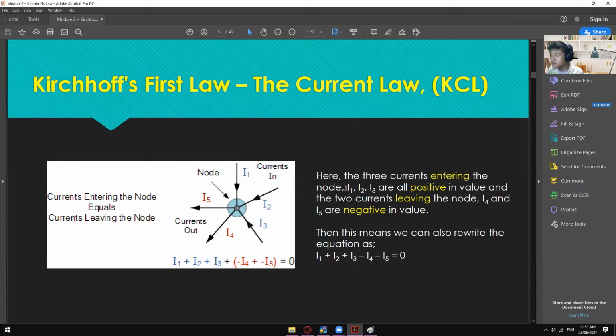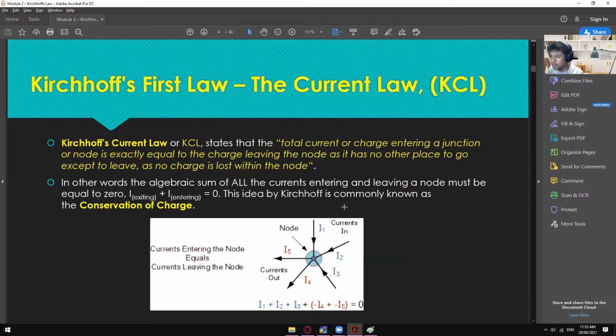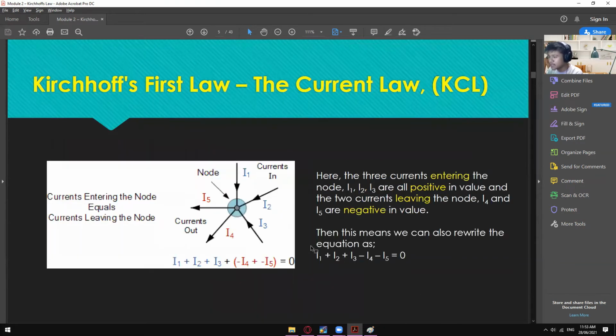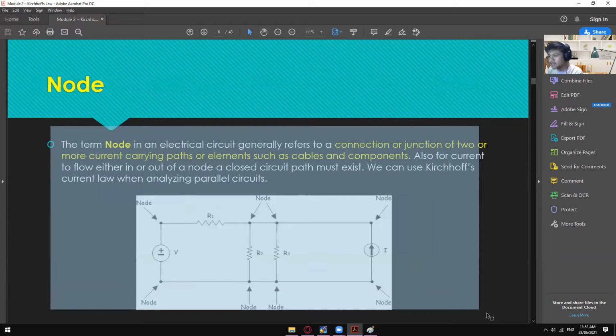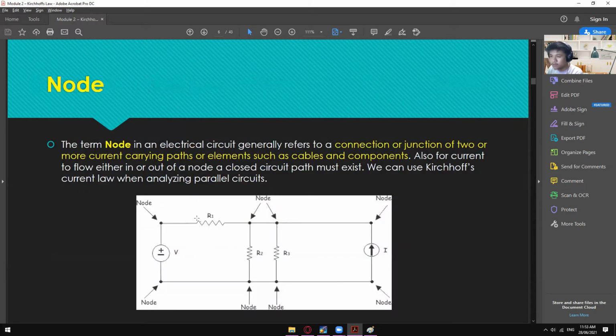All right, more explanations when it comes to the KCL. Here's the initial equation wherein we have a positive sign, but of course you have to negate those leaving currents. And here's now the simplified version of that one: positive, positive, positive, and then two negatives. All right, and here's the definition of a node. A node is basically a junction. So this is a node, node, node, node, and so on and so forth.